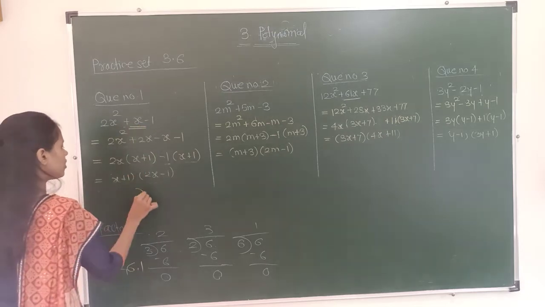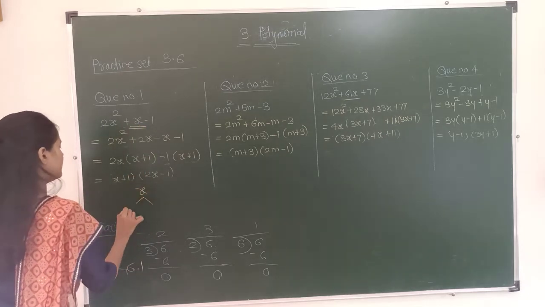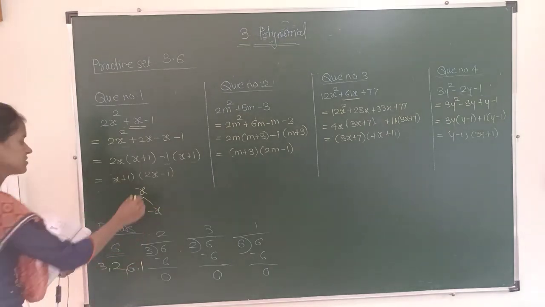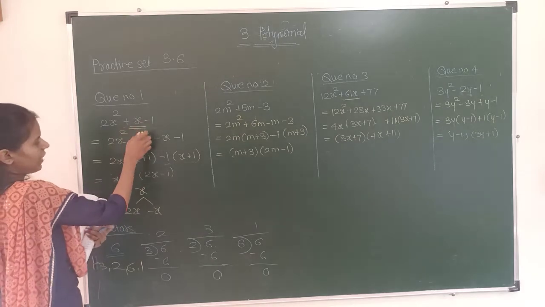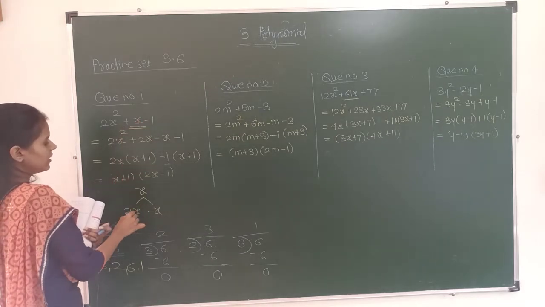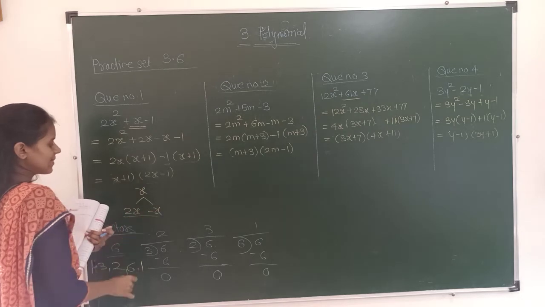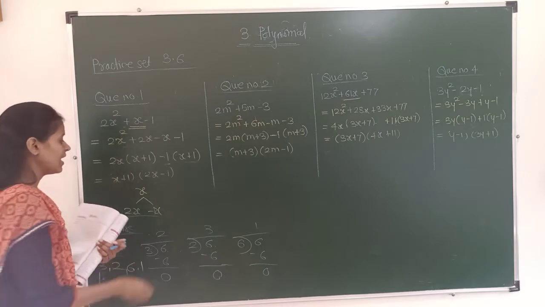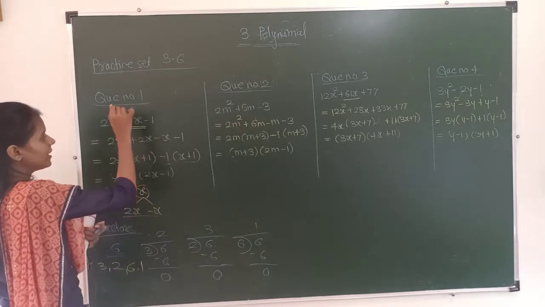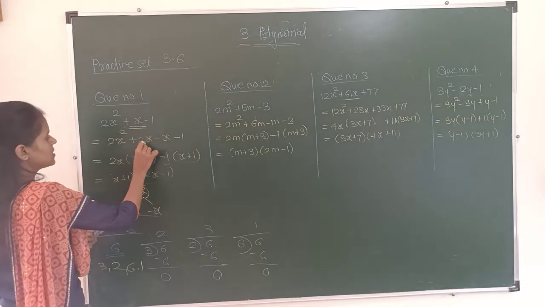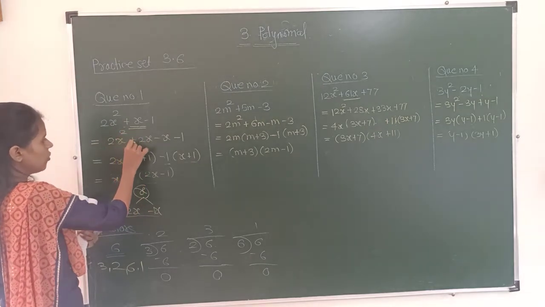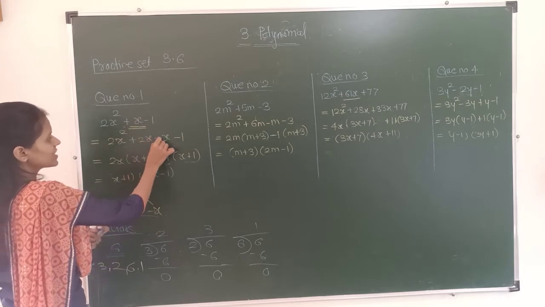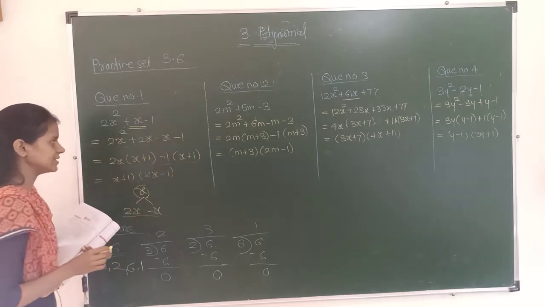Now x, the factor of x. It can be written as 2x minus x. 2x minus x is what? x. So if we factorize the middle term, then what will we write as the replacement for x? 2x minus x. So we will replace x by 2x minus x. So first term as it is, 2x raised to 2, plus we are replacing x by 2x minus x, so we write 2x minus x, and the last term minus 1 as it is.